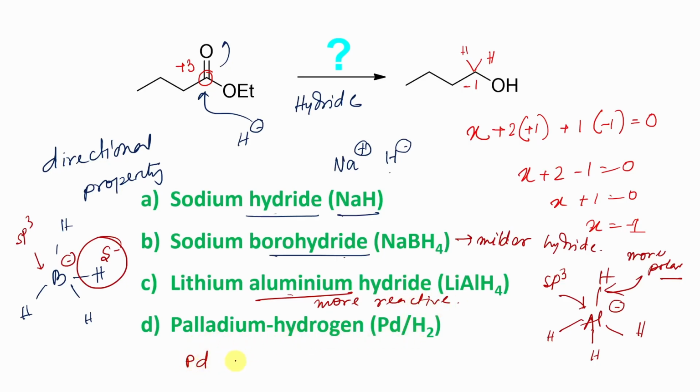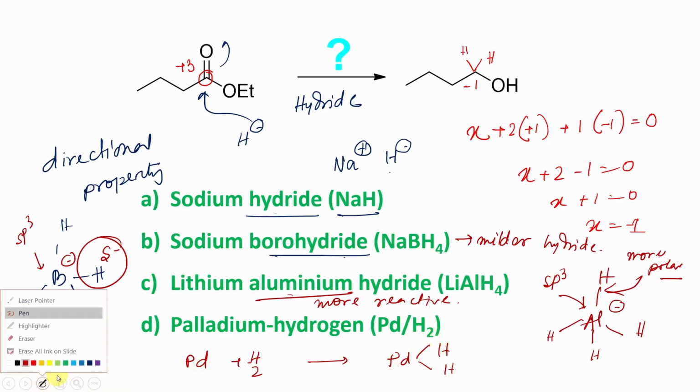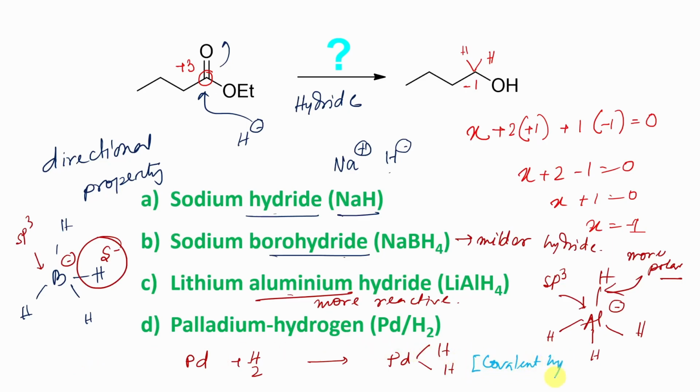Now if you look at the next one, palladium and hydrogen. If you react palladium with hydrogen, what happens? The hydrogen and palladium react together and ultimately produce a palladium-hydrogen covalent bond. The electronegativity difference between palladium and hydrogen is very small. That's why this hydride is often called a covalent hydride or non-polar hydride. But if you look at this carbon, it is actually delta positive, so this carbon center is a polar carbon center. That's why a non-polar or covalent hydride is not good.